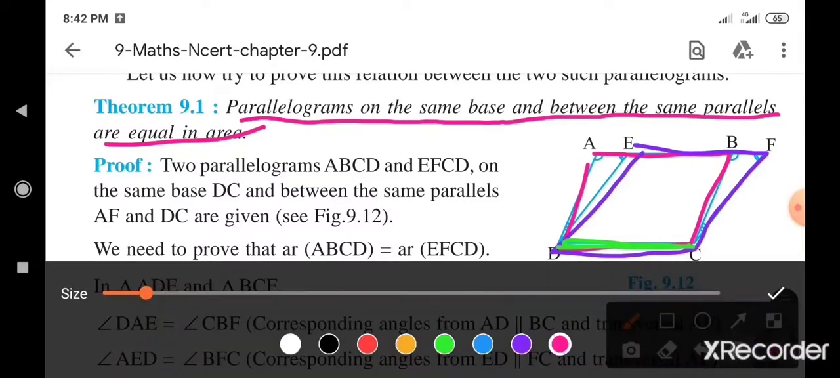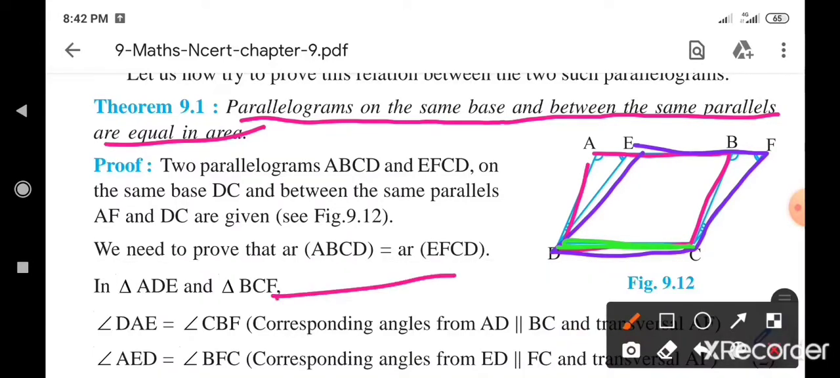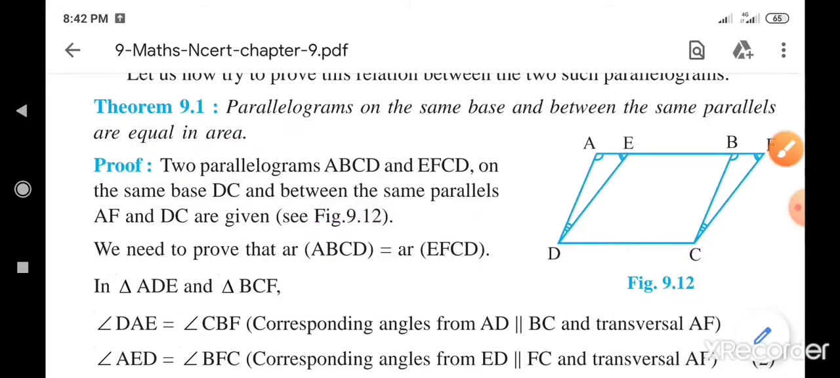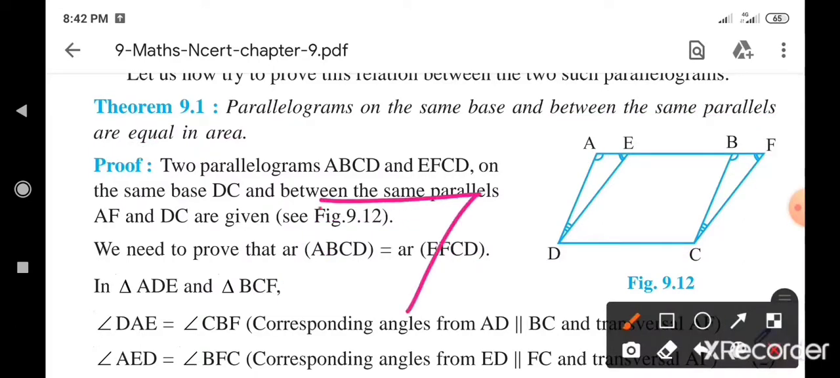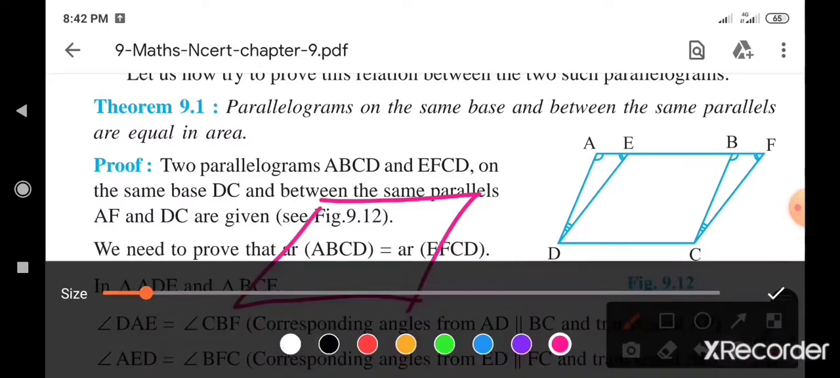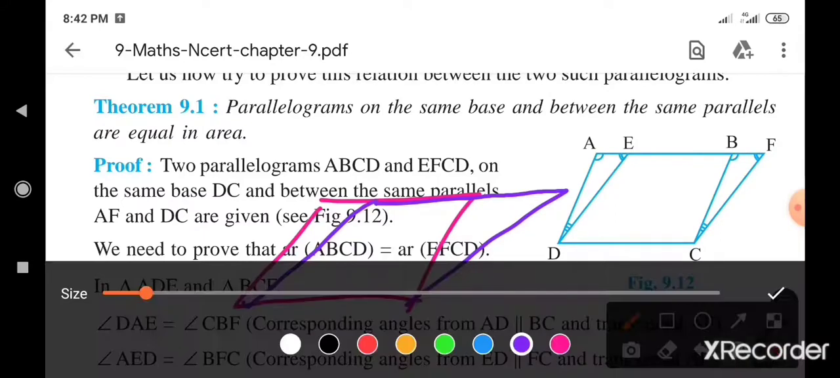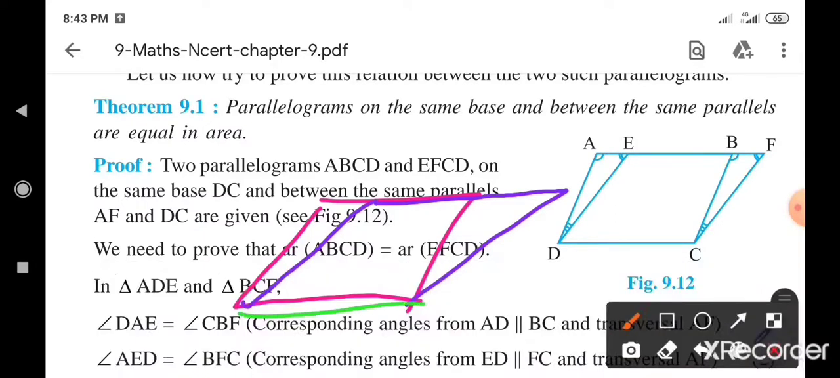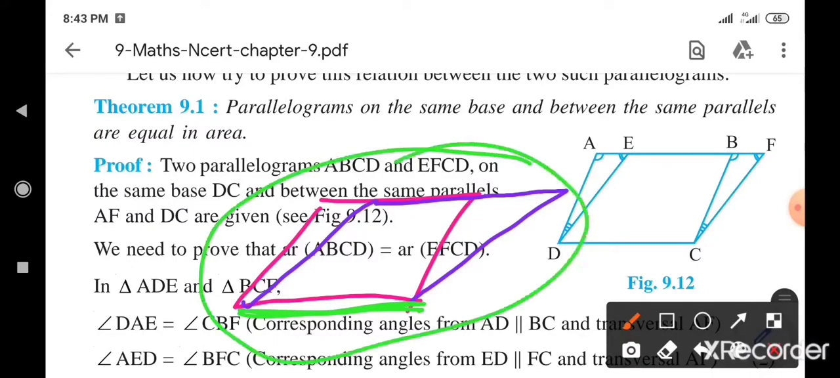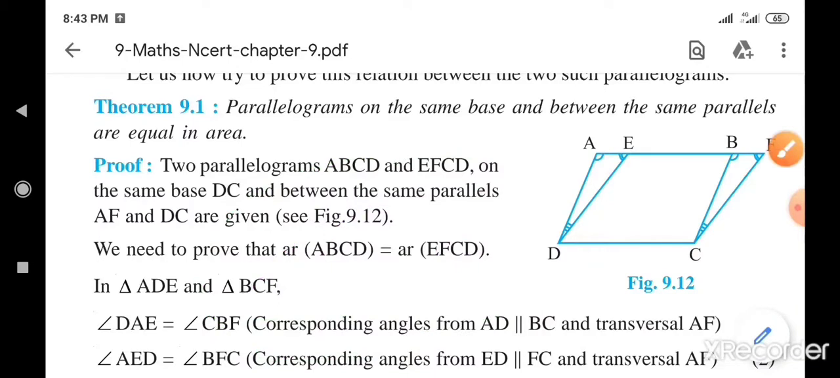I can make a figure for you also: this is one parallelogram and this is the other parallelogram. You can give them the names ABCD, and the other one PQCD. You can see that both parallelograms have the same base. This base is the same, so both parallelograms have the same area, which we have to prove in this question. So see how we will do this question.